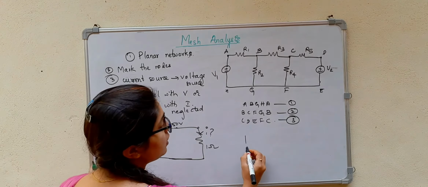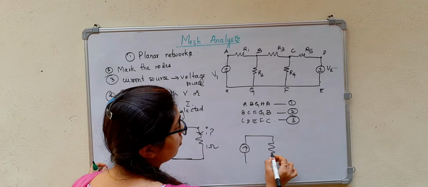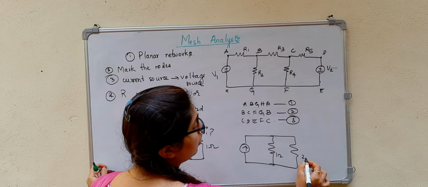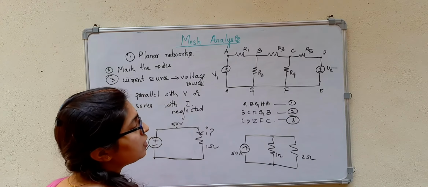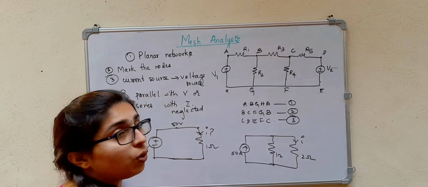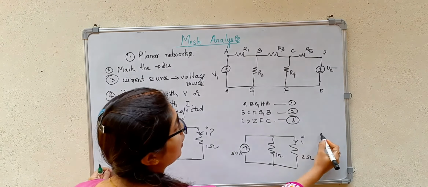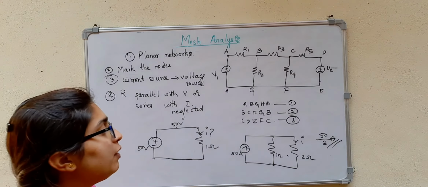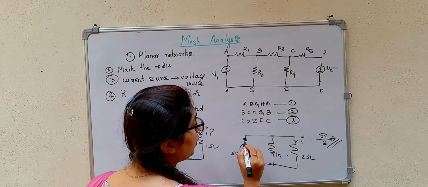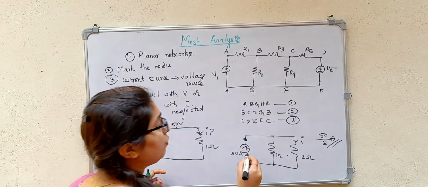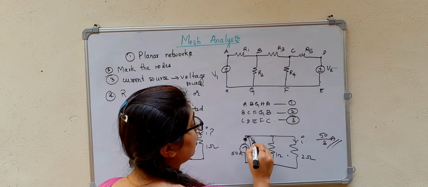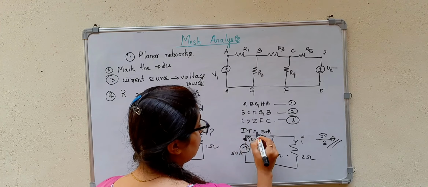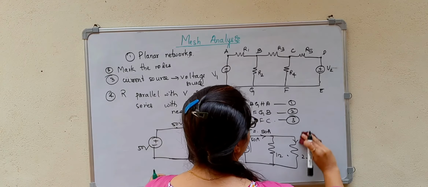And if you have a current source like this, with 1 ohm, here 2 ohm, and this is 50 amperes, what will be your current through 2 ohm? That will be 50 into 1 divided by 1 plus 2, 3, so 50 by 3 amperes. But if I have a resistor here, is it going to make any difference? 50 ampere means it is 50 ampere only. So there will be no difference in the current.